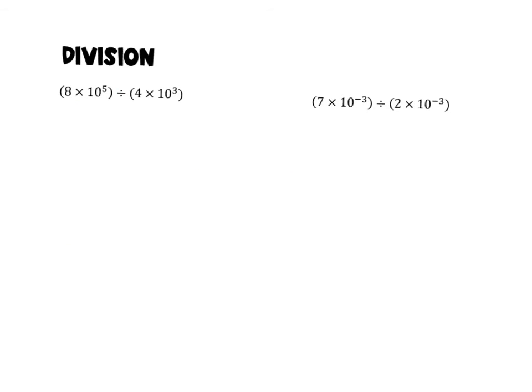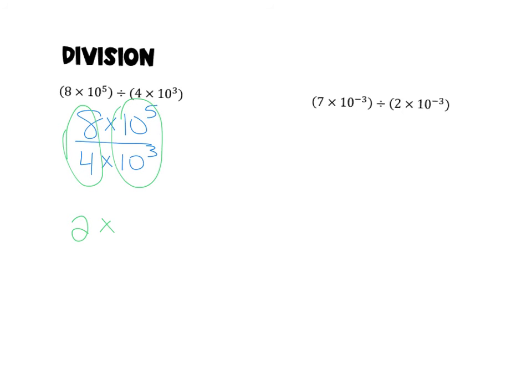Division is done the same way, but you've got to be careful. I'm not a huge fan, as you know, of the little division symbol. This will often be written as 8 times 10 to the 5th over 4 times 10 cubed. You can use your exponent rules. You would do 8 divided by 4, which is 2, times 10 to the 5th divided by 10 cubed. You're dividing with the same base, so you would subtract your exponents, and you would get 10 squared.